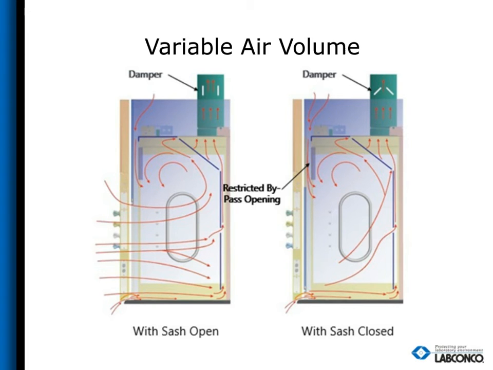Another component that I want to point out as something you'll see on a VAV modified fume hood is a restricted bypass shown on this slide. That is there to ensure adequate face velocity at all sash positions.